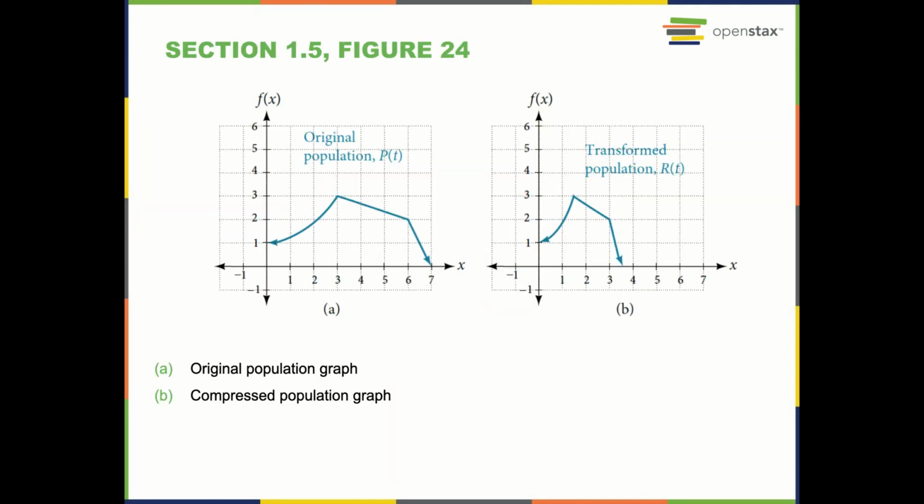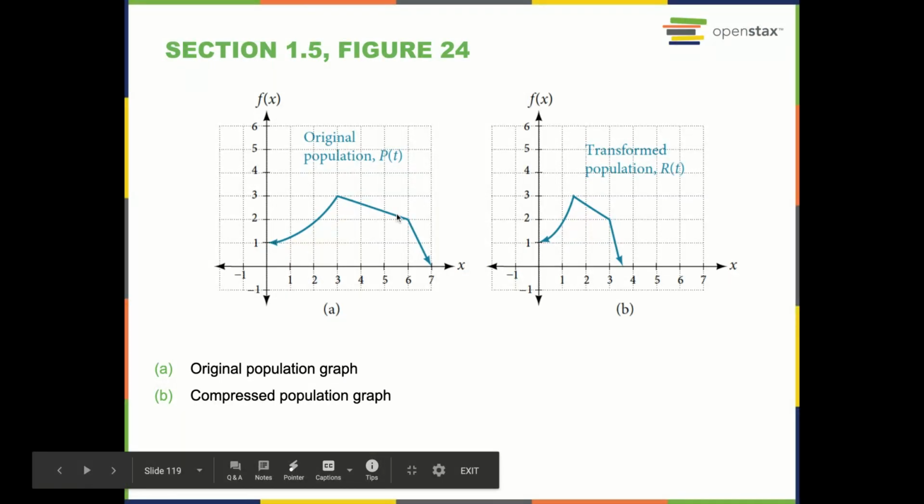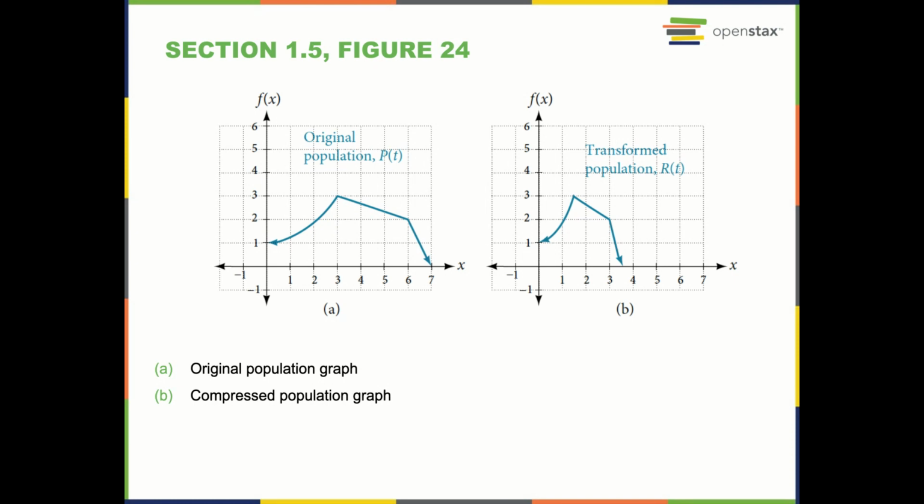So let's look at what a graph would look like. Here we have our original population of fruit flies. The y values are going to stay the same. It's going to go from 1 up to 3, down to 2, and then down to 0. But the x-axis is compressed by half. So 7 becomes 3.5. 6 becomes 3. So this was compressed by 2.